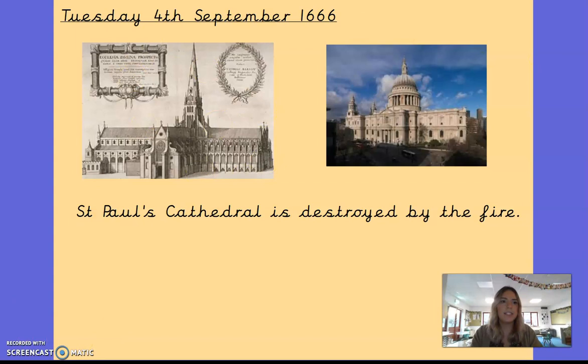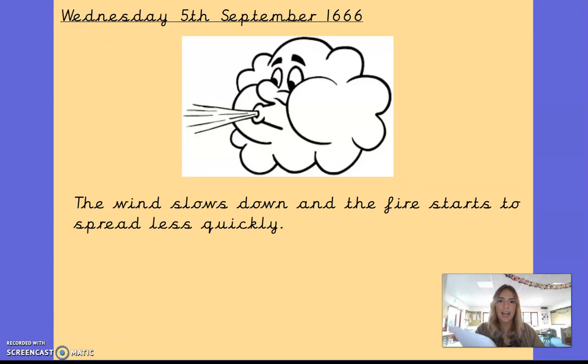So we are on to Wednesday the 5th of September 1666. And finally, there is a little bit of positive news. On Wednesday the 5th of September, the wind started to slow down and the fire started to spread less quickly. So that is something that we will come back to. But one of the reasons the fire spread so quickly is because it was so windy. But finally, on Wednesday the 5th of September, the wind slows down.